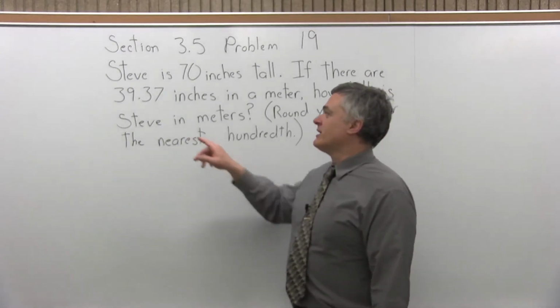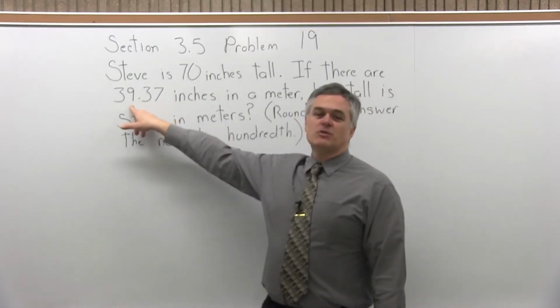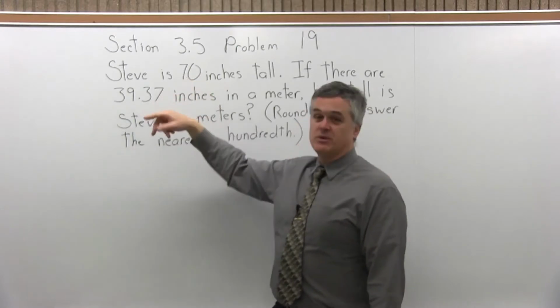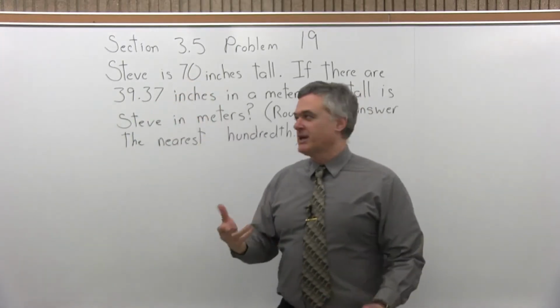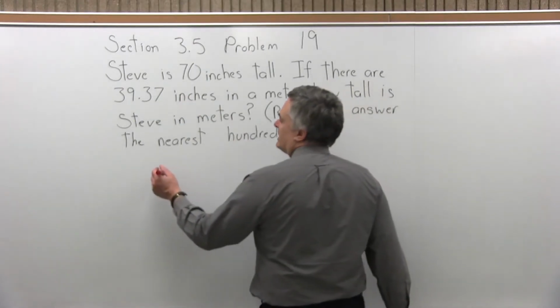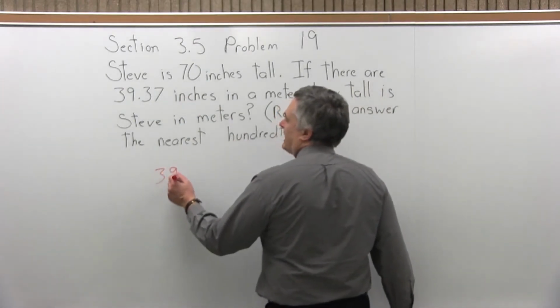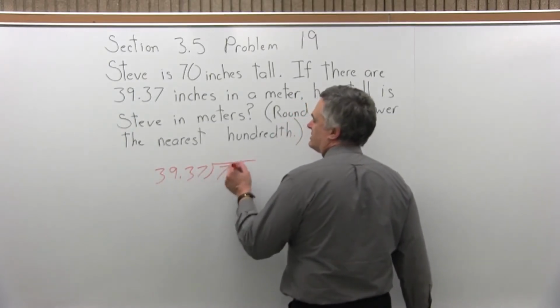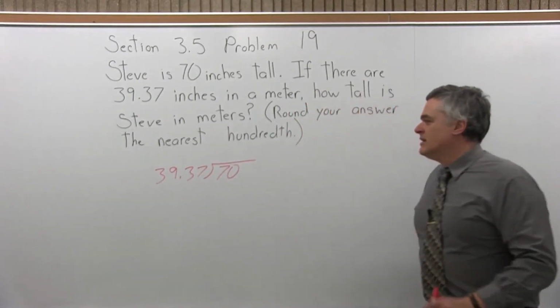And why am I dividing? Say a meter is almost 40 inches. If Steve was 40 inches tall, he'd be 1 meter tall. If he was 80 inches tall, he'd be about 2 meters tall, right? And how am I getting that? The 40 divides into 80 twice. So what I have to do is divide the 39.37 into 70, the 70 inches that's Steve's height.